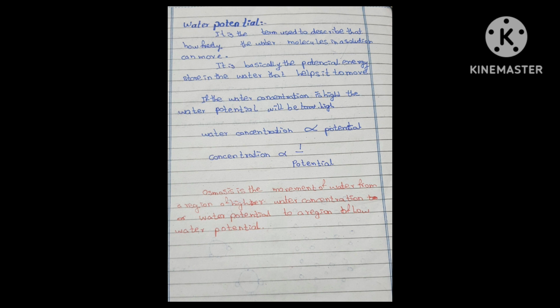So in water potential, we basically studied that it is a term used to describe how freely the water molecules in a solution can move. About the definition, we studied that it is basically the energy stored in the water molecules that allows them to move. Then we studied the relation between the concentration of the solution and the water potential. After that, we studied the definition of osmosis based on water potential: osmosis is the movement of water from a region of high water potential to a region of low water potential. So this was basically about water potential.